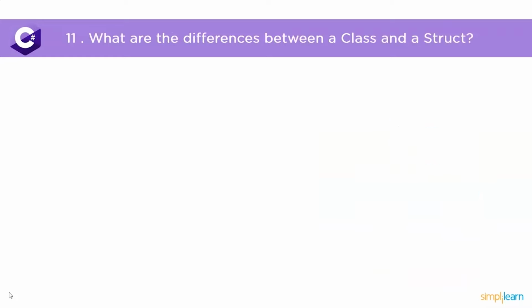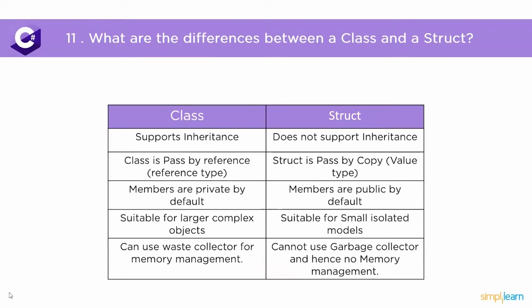Now we have the 11th question. What are the differences between a class and struct? The answer for this question is, the first difference is class can inherit, whereas struct cannot. The second difference is a class is passed by reference type, whereas struct is passed by value type. The next difference is class members are private by default, whereas in struct, members are public by default.